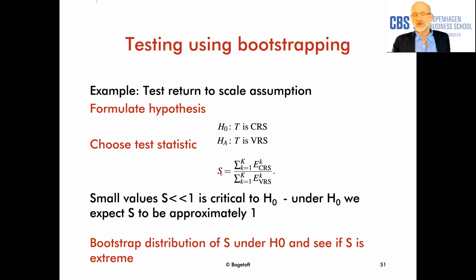Okay, so what we do is that we bootstrap the distribution of this under the H0 hypothesis, and then we can see if we have an extreme observation. So if we assume that data has been generated by the null hypothesis, would it then be likely that we get the value we have for the S variable, or do we get such a small number that it is not likely?